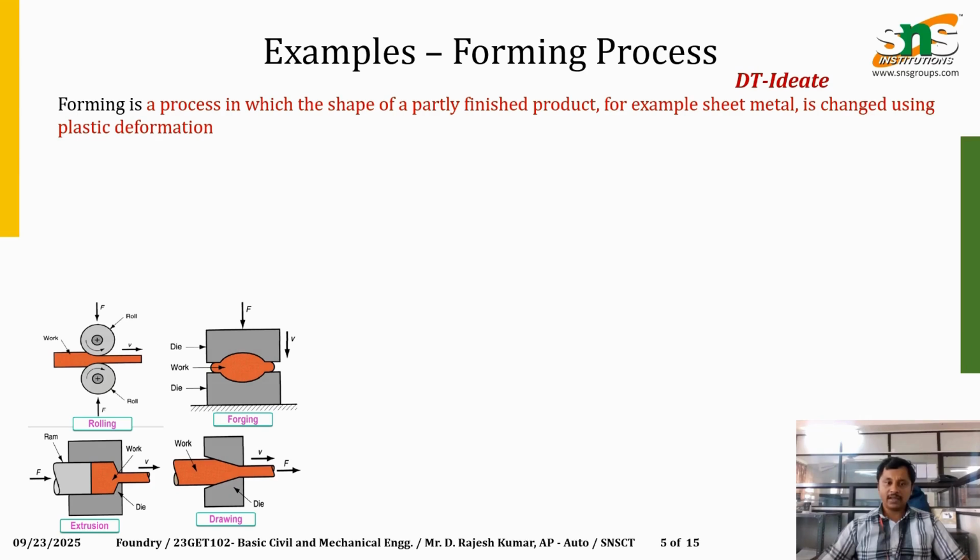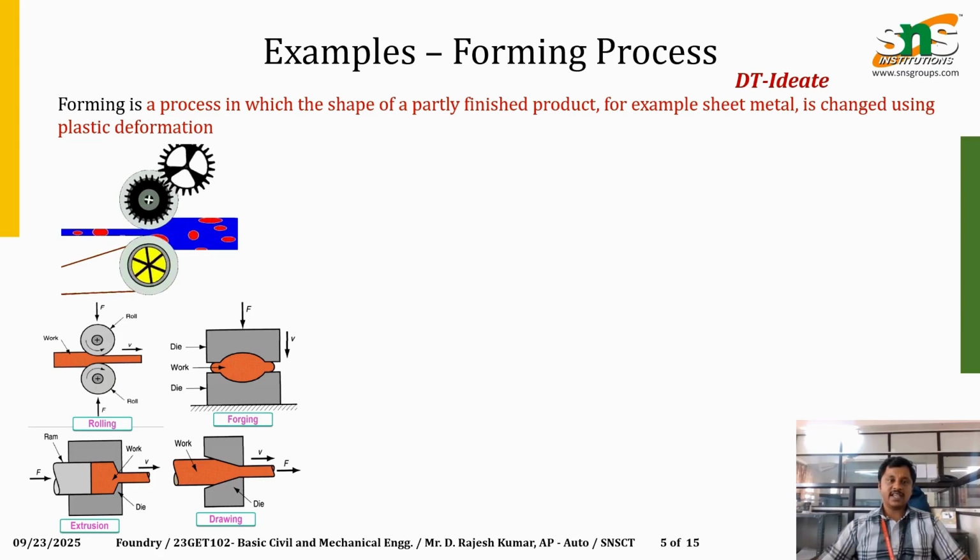First is rolling. What do you mean by rolling? Rolling is nothing but introduction of the material in between two rollers. Why is it used? In order to reduce the diameter of the shaft or reduce the thickness of the material, it is allowed to flow in between the two rollers. You can see the animation of the roller. The blue colored substance is the raw material flowing in between the rollers. So what happens to the material? The thickness is reduced.